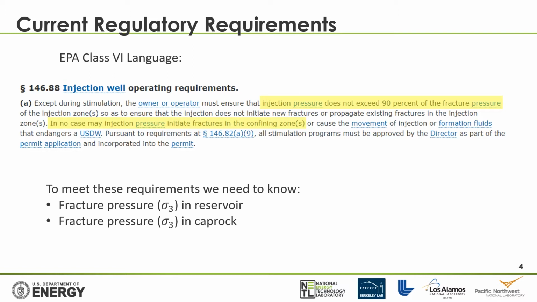So in order to meet this requirement and specify at a site what your maximum allowable pressure is, you need to know what your fracture pressure is. And so to do that, we need to know what the fracture pressure is both in the reservoir and the cap rock. And a conservative way to do that is to assume the fracture pressure is equal to the minimum principal stress.